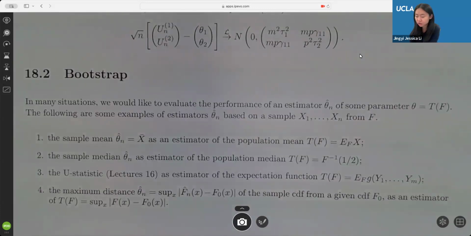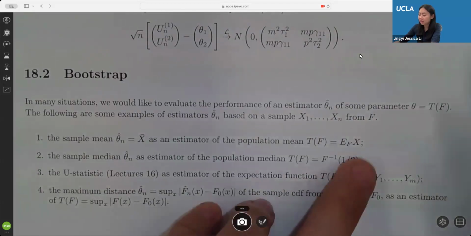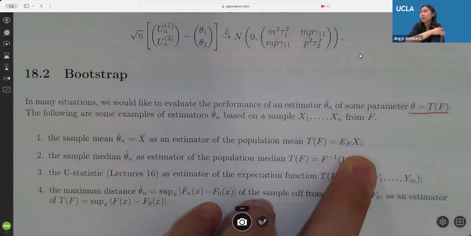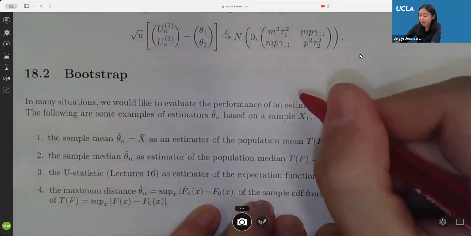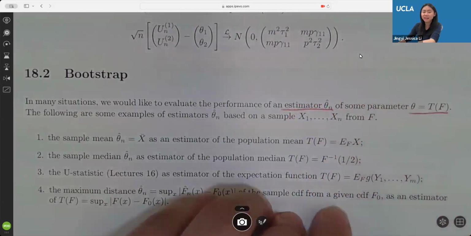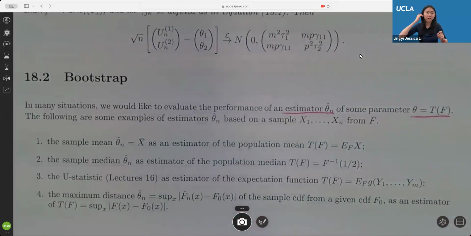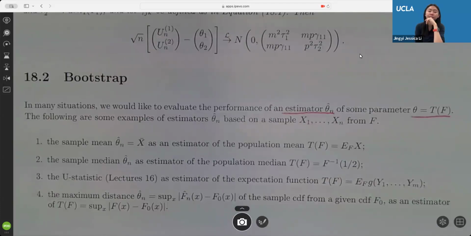Okay, in many situations, we would like to evaluate the performance of an estimator theta hat n of some parameter theta. So again, theta is T(F), the statistical functional, and the estimator is theta hat n. The following are some examples of estimators based on a sample from F. First, the sample mean, theta hat n equals x bar, is an estimator of the population mean, which is the expectation of X under F.